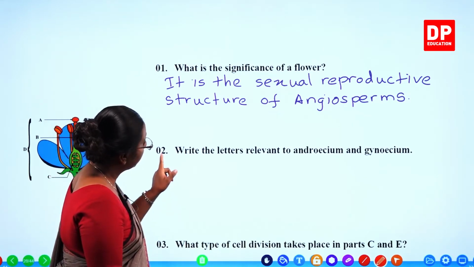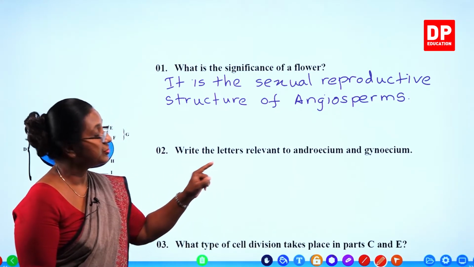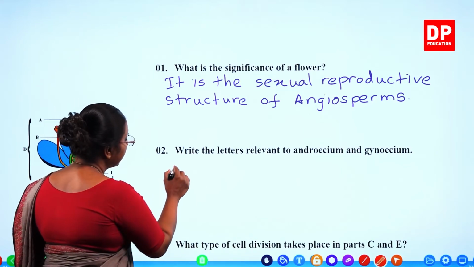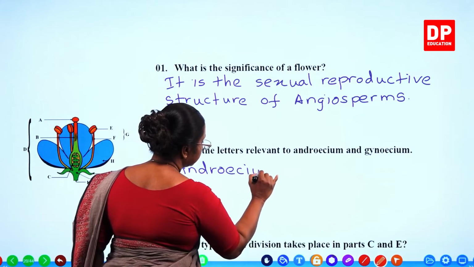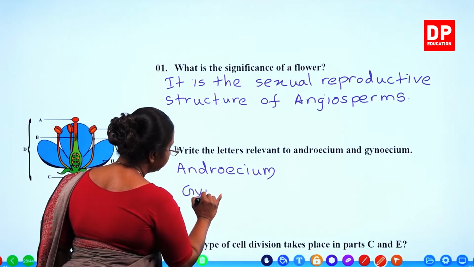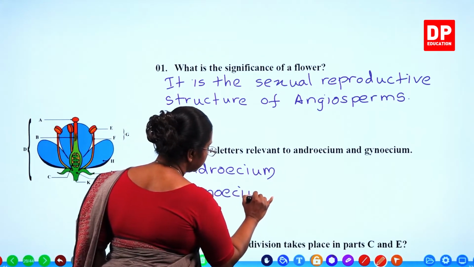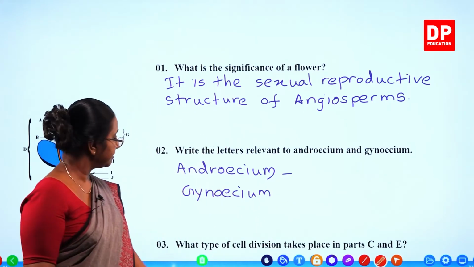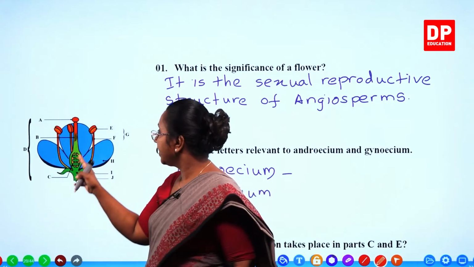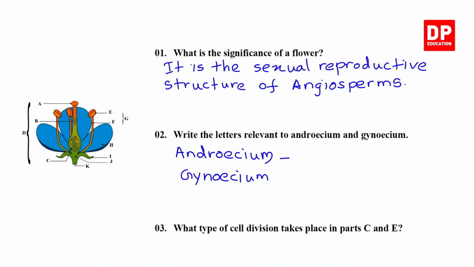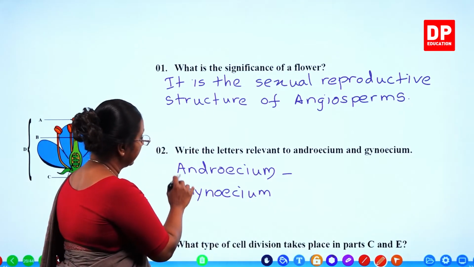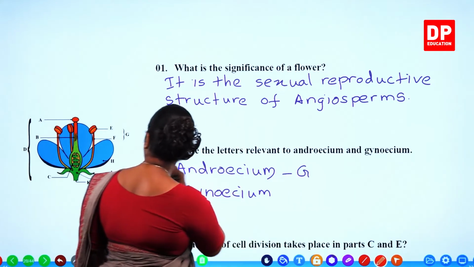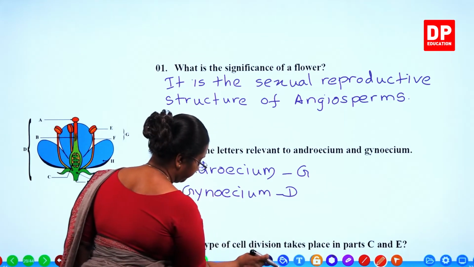Then the next question. Write the letters relevant to androecium and gynoecium. We have already identified the parts. Androecium and gynoecium. What are the letters relevant to androecium? Here you all can see, students, in the diagram, androecium is given the letter G and gynoecium is given the letter D. So those are what you need to write here. Androecium, G, and gynoecium, D.